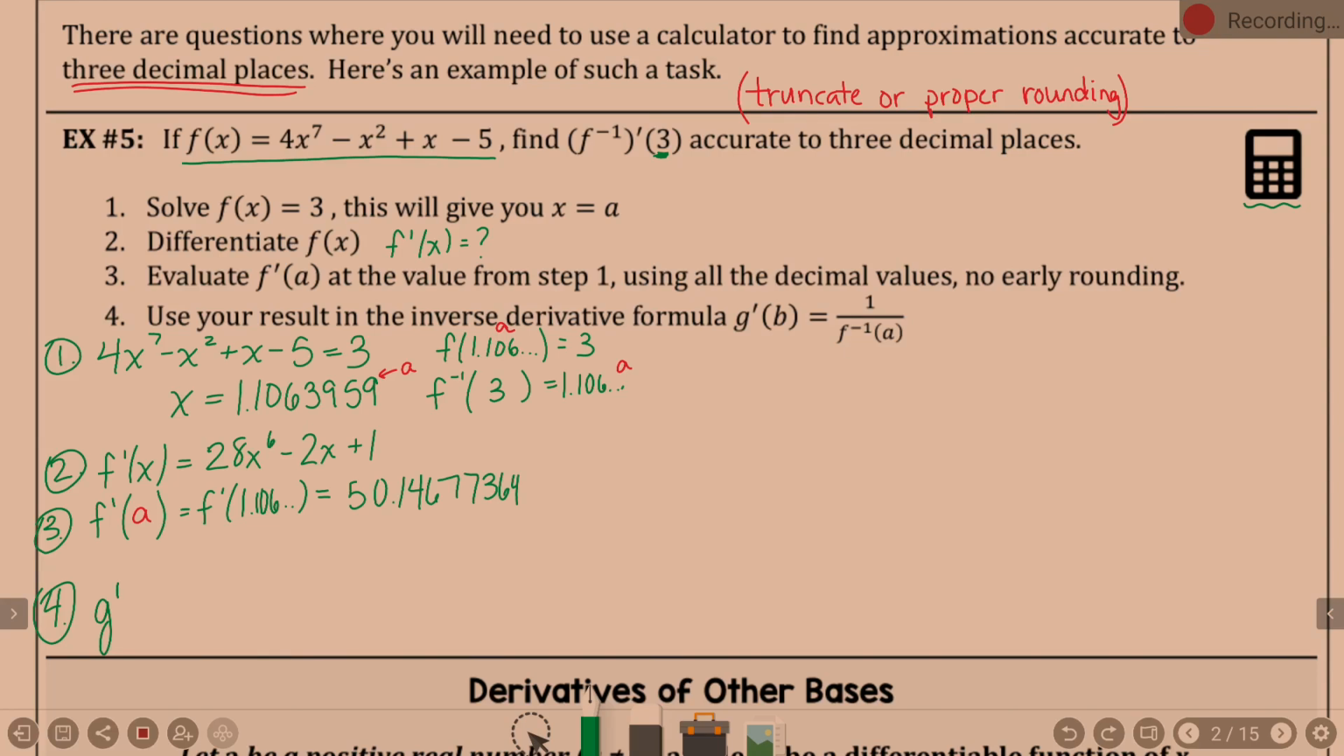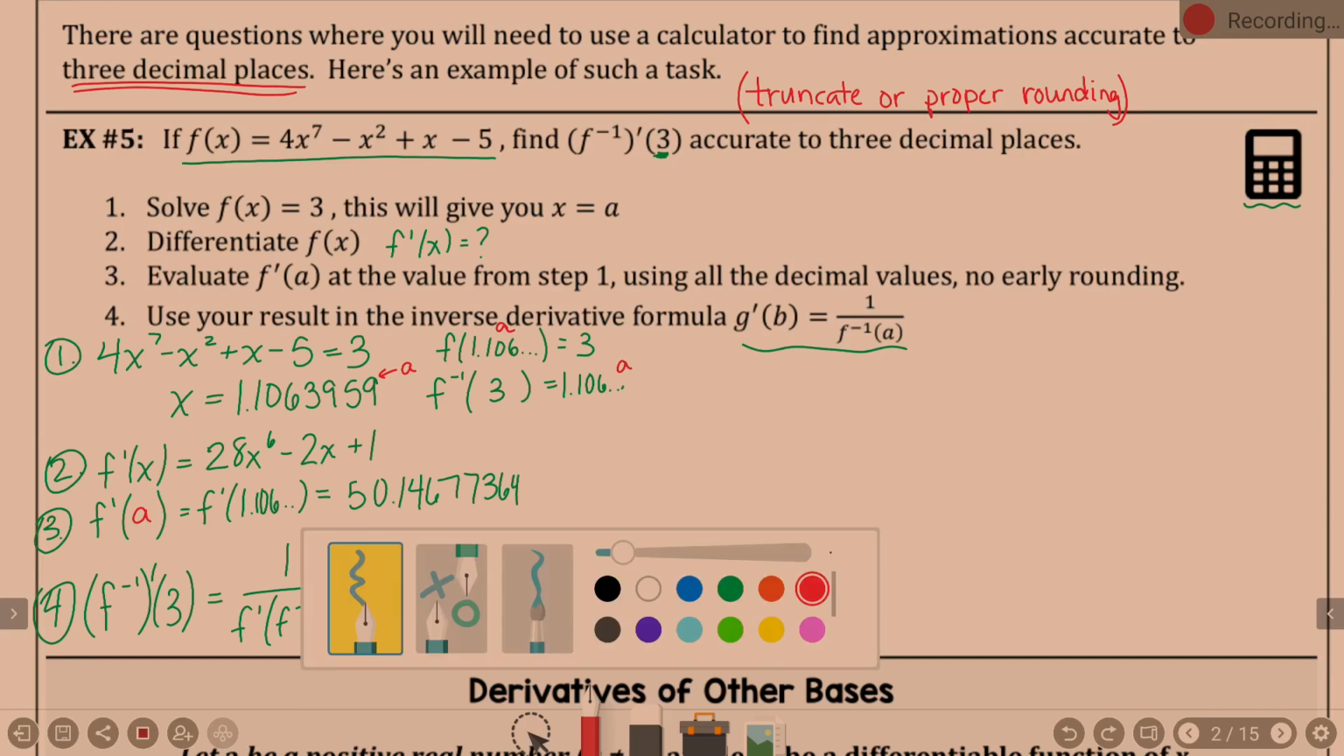Okay, let's think about it this way. We were asked to find what originally? F inverse prime of, what is it? 3. Okay, our formula says 1 over F prime of F inverse of 3, correct? Basically we're doing this right here, but this is what our inverse derivative formula says. Now, 1 over F prime, what was F inverse of 3? What did that work out to be? That's that 1.106 number, or what we were calling A.